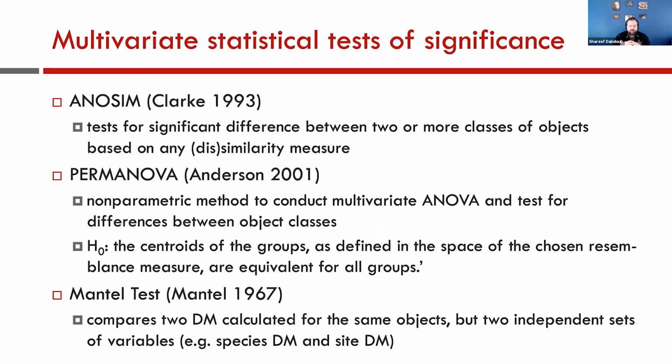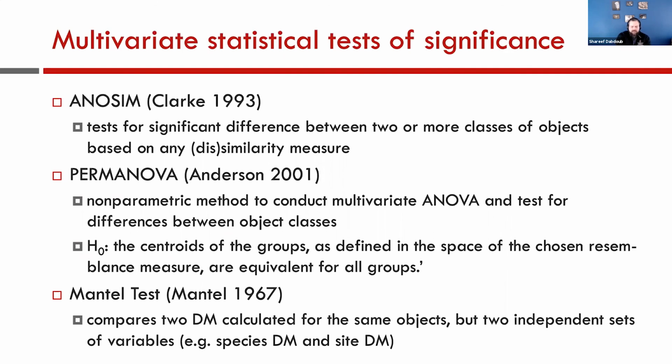PERMANOVA, which is a more recent version, is a non-parametric method. So it's literally permutational ANOVA. It tests for differences between object classes again. The null hypothesis here is that the centroids, so the centroid is considered the center of mass of a distribution of objects. So the null hypothesis is that the centroids between the groups are all the same. And so rejecting the null would be to say that there is a significant difference between the center of mass of each of the groups.